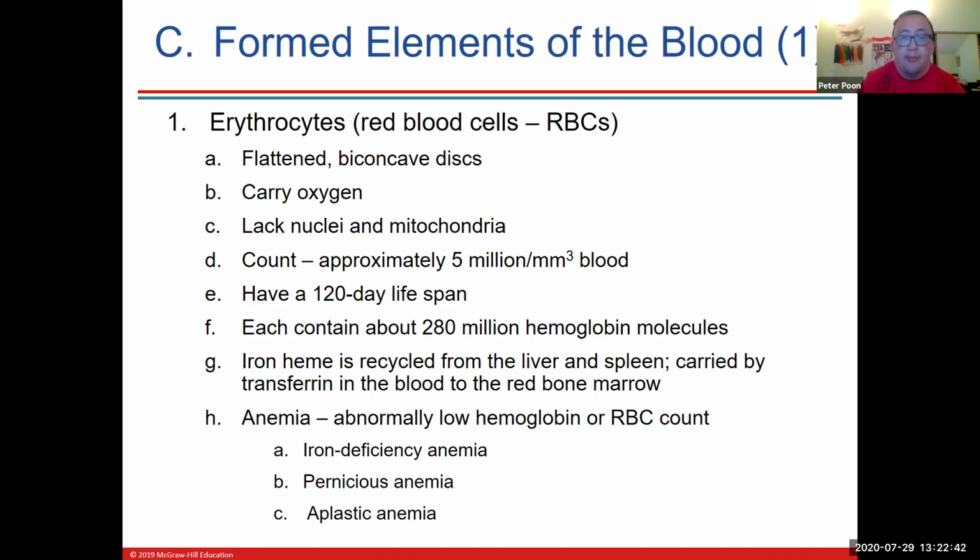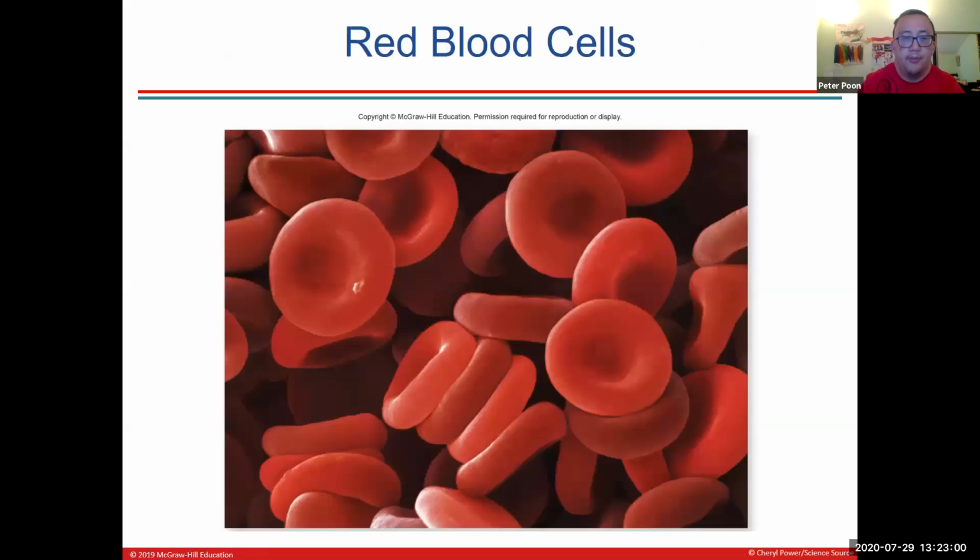All right. So erythrocytes, I'm sure you guys know this. Anemia is abnormally low hemoglobin count or red blood cell count. So here are 3 types of anemia. You guys know that.